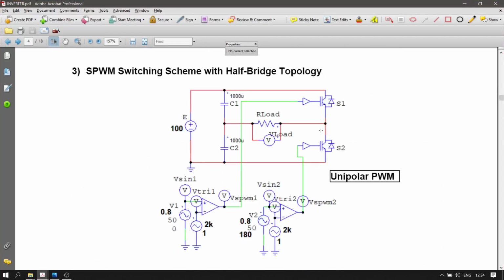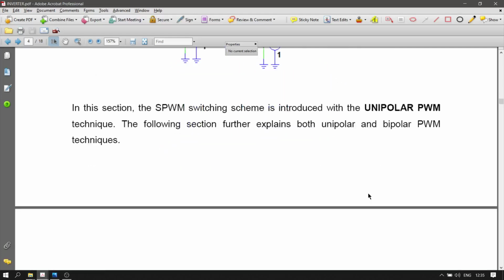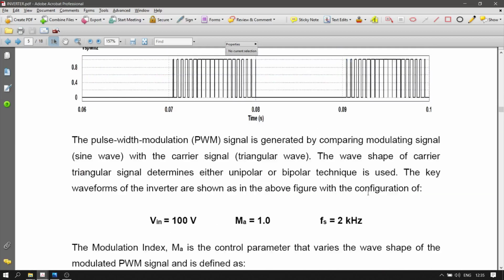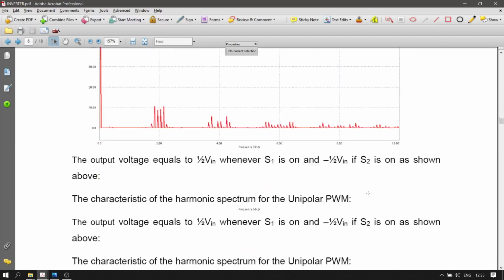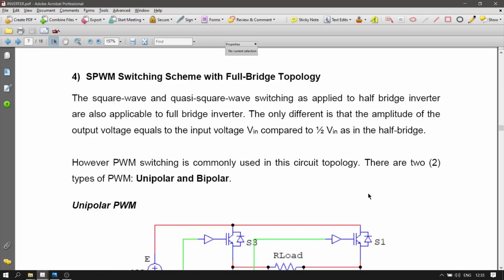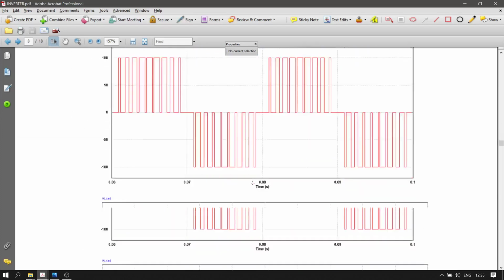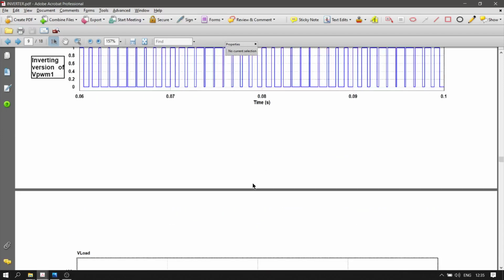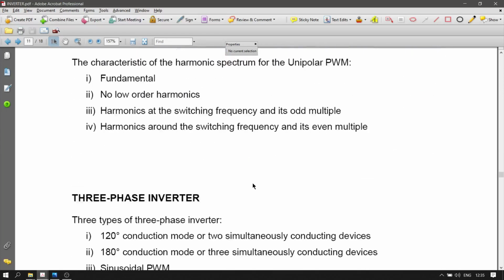Then we have this. I'm going to come back to this PWM switching scheme, because this is also important, the pulse width modulation. Yes, so you need to understand what a unipolar PWM is and what a bipolar PWM is. Okay, all right, unipolar and bipolar. I will come back to this, but I'm going to proceed with the three-phase inverter.